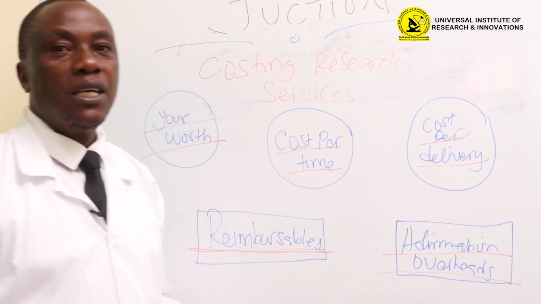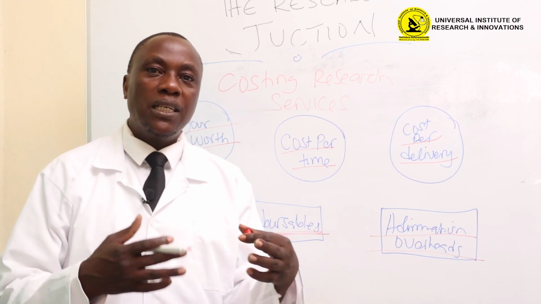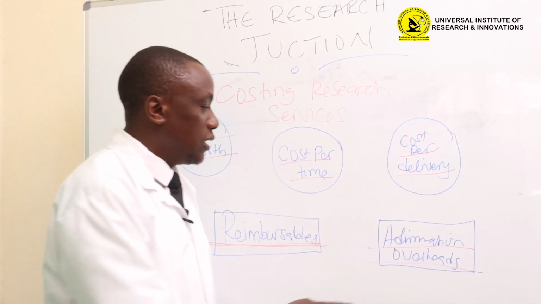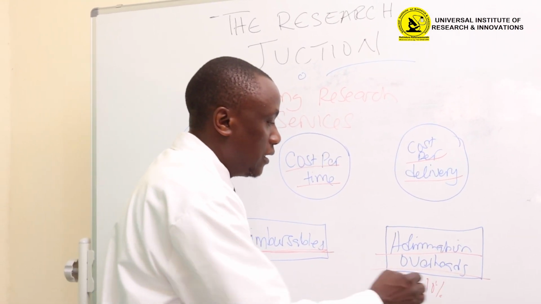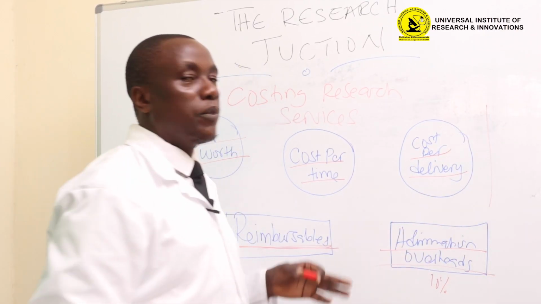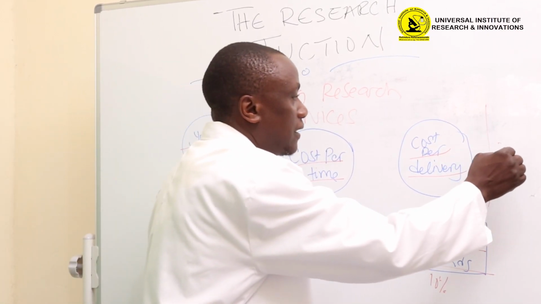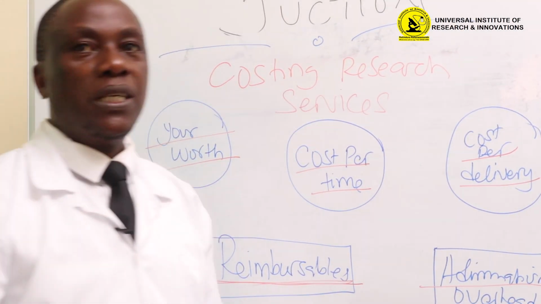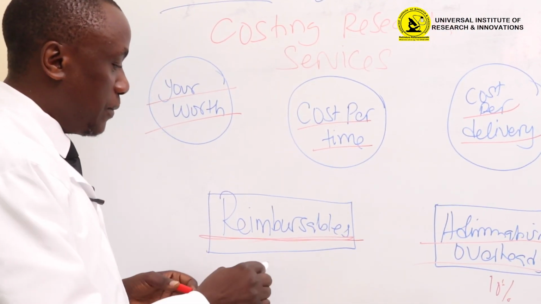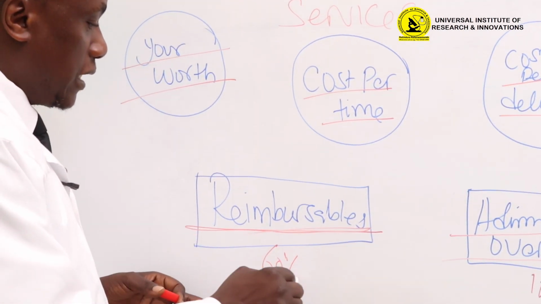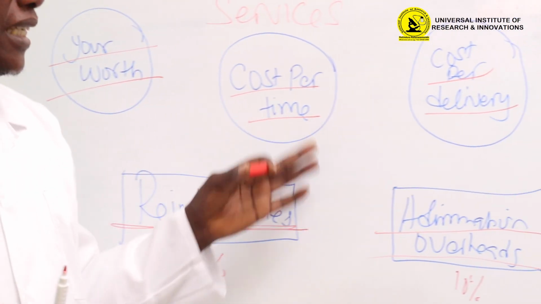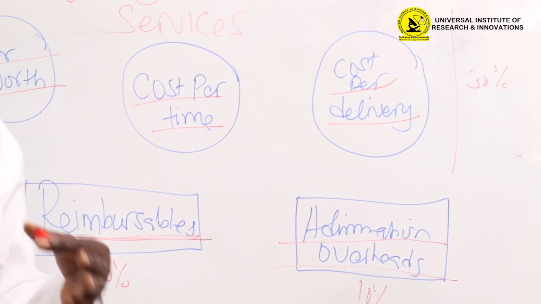And then the last part is the administrative overheads, where, for example, you can capture internet, water, electricity. And usually this is not more than 10% of the budget. And also, usually, we consider this professional fee not to be more than 30% of the budget. Then usually these reimbursables approximately 60%. So this is best guidance on how you'll be able to cost your research consultancy services.